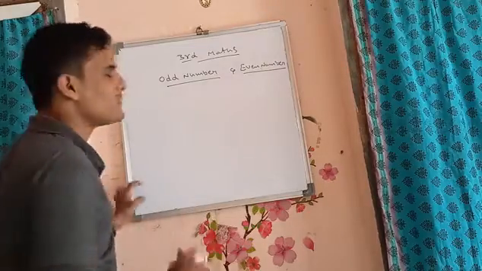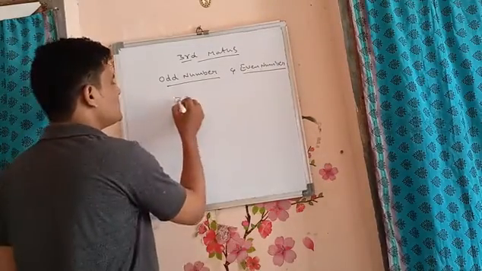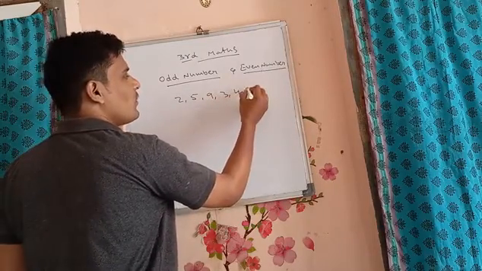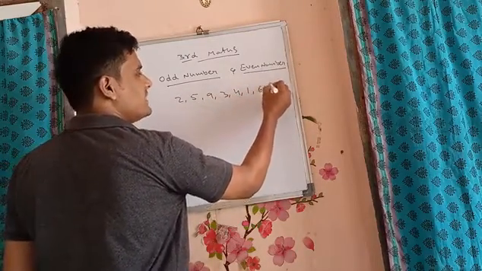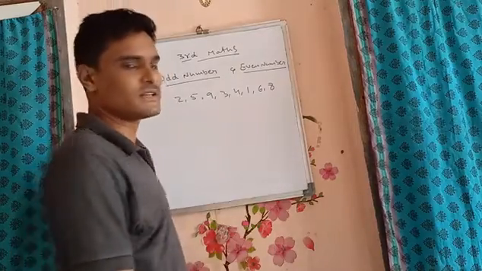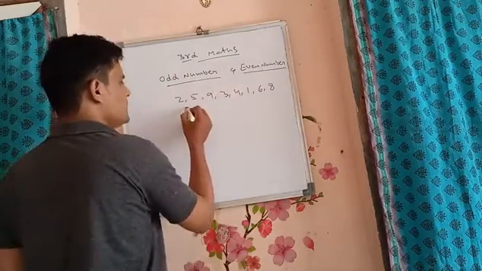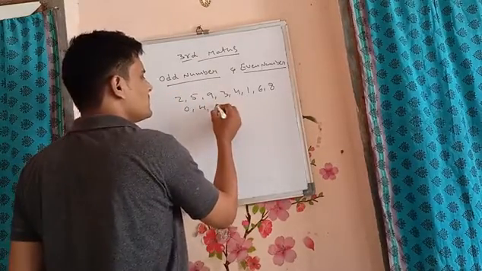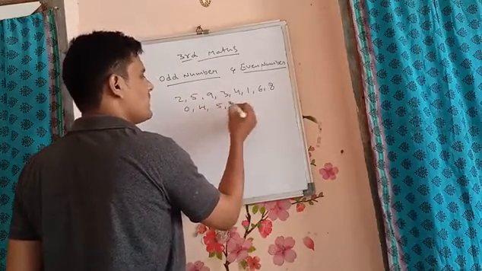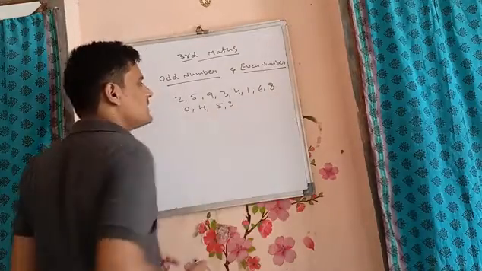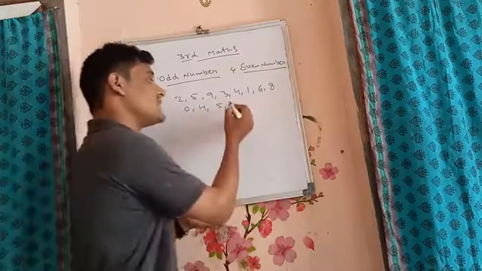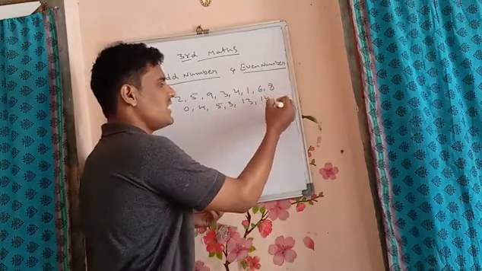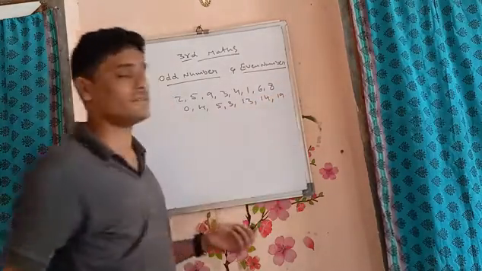Let's look at that. Some of the numbers I will write here: 2, 5, 9, 3, 4, 1, 6, 8. And also some numbers 0, 4, 5, 3. We can also write two-digit numbers: 13, 14, 19, whatever.